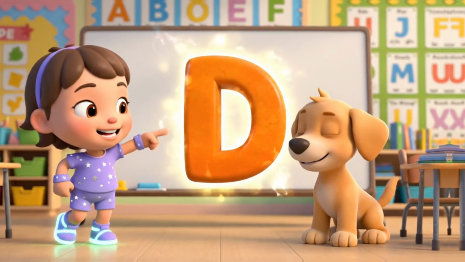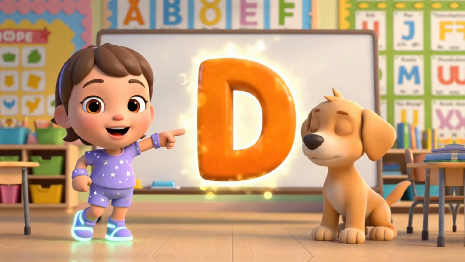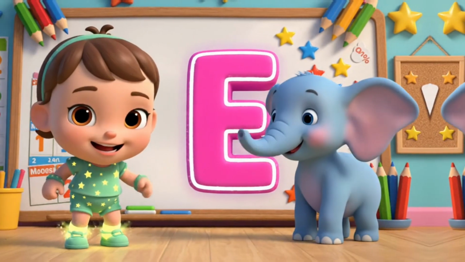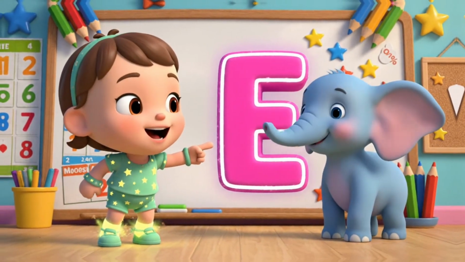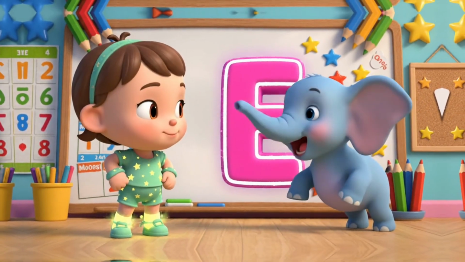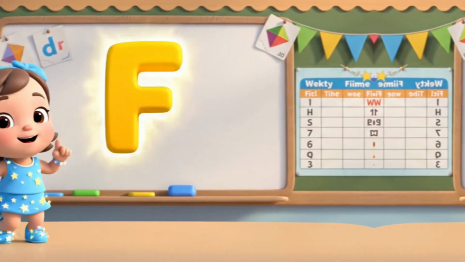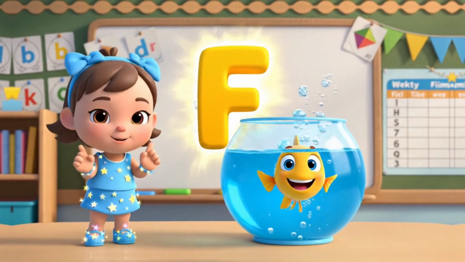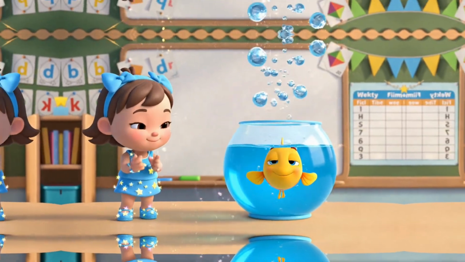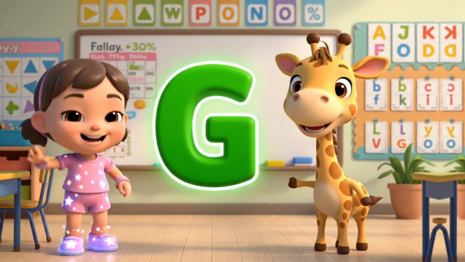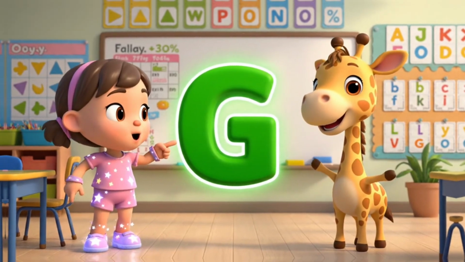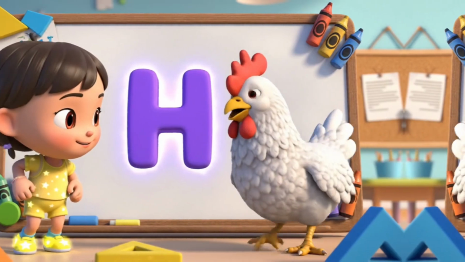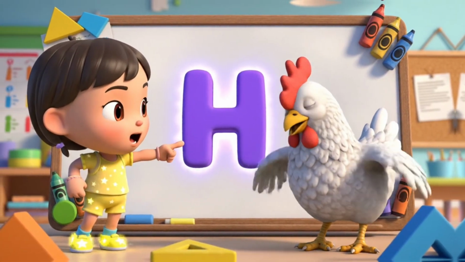It's D. D for dog. It's E. E for elephant. It's F. F for fish. It's G. G for giraffe. It's H. H for hen.